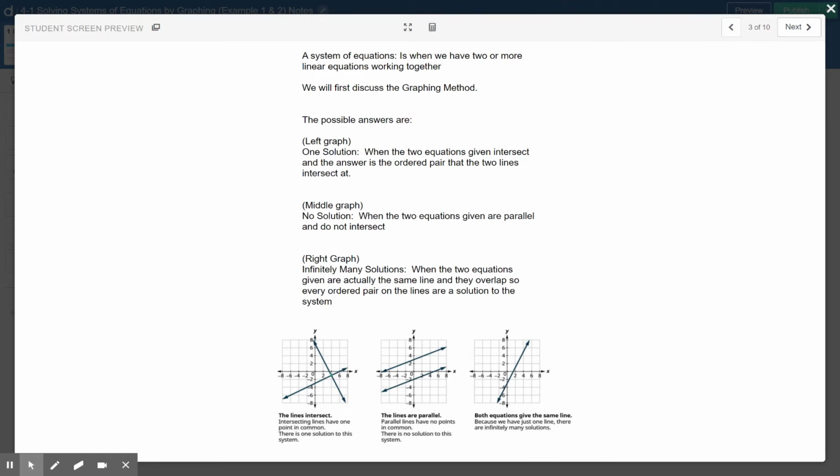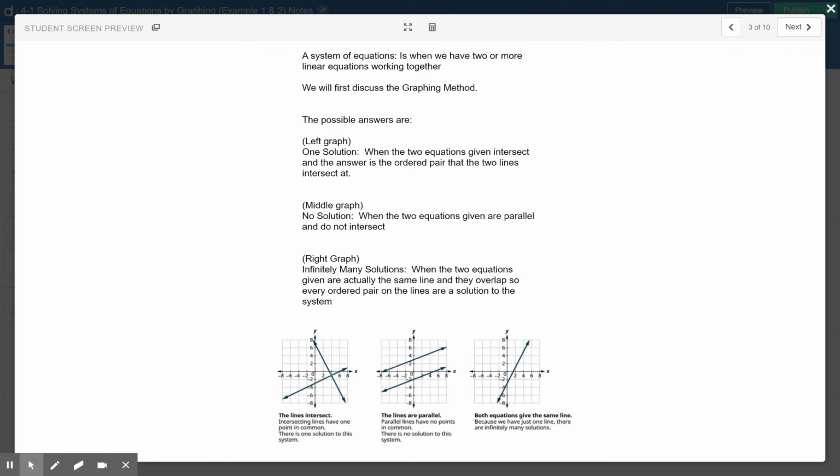And if you notice on the bottom, these are examples of what your graphs could look like. On the bottom left, it's where the 2 lines intersect. So they intersect at one ordered pair and one ordered pair only, and that's called one solution. So your answer is going to be one solution, and then you're going to tell me the intersection, the ordered pair, x comma y.